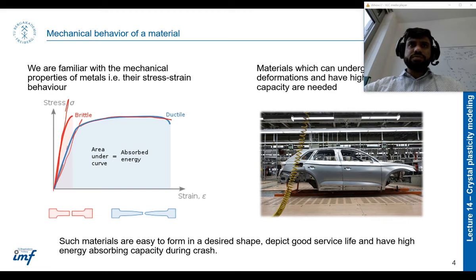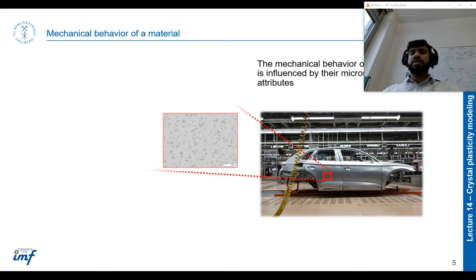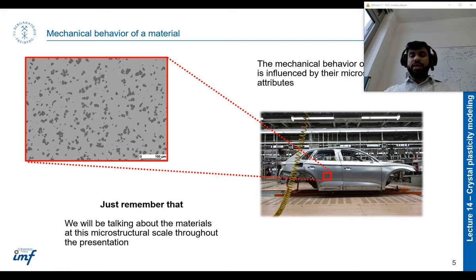And what we will do here is analyze the mechanical behavior of materials, which is influenced by microstructural attributes. Here we will not talk about the bulk deformation behaviors, but rather a very local area of a material. Just remember that we will be talking about these materials at the microstructural scale throughout the presentation. So in crystal plasticity simulations, we are dealing with the locality of the material. How does the material behave at a very local scale, where we can resolve the material into different grains and different phases, and we can look at them separately? That is where we will be going through this work.